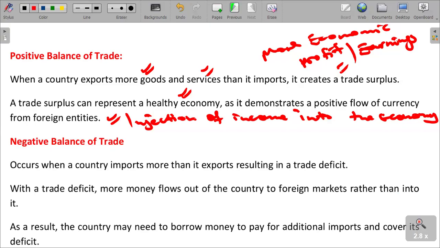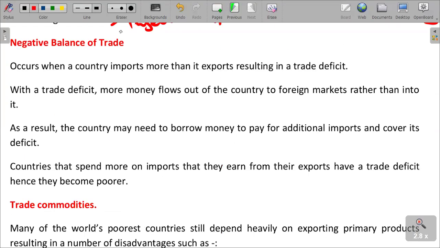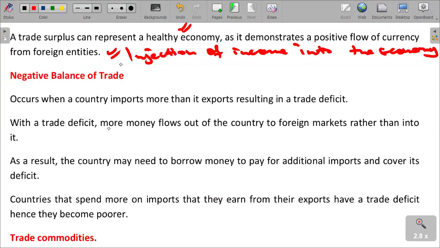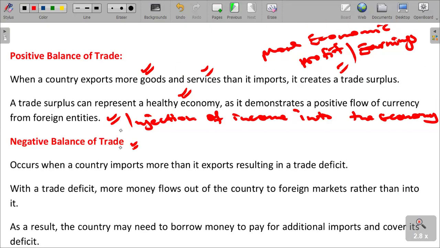So if you are selling, we are creating money to come in. We are making a trend of income into our economy. That is one thing that you should understand. So let's look at negative balance of trade. Before we go further, what we need to understand is that a positive balance of trade demonstrates a positive flow of currency from foreign entities, which can also be a good indicator.